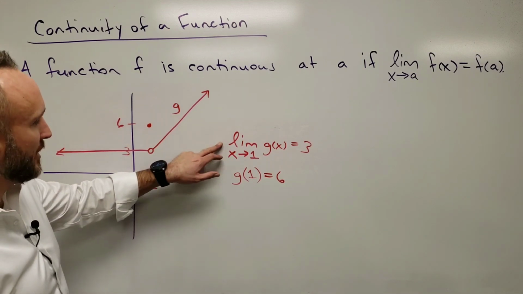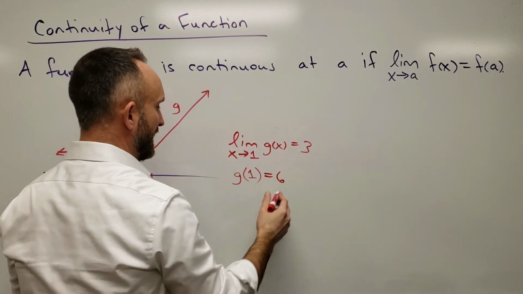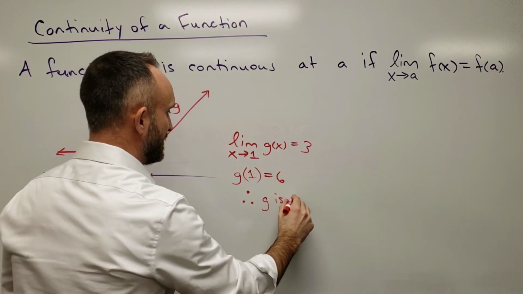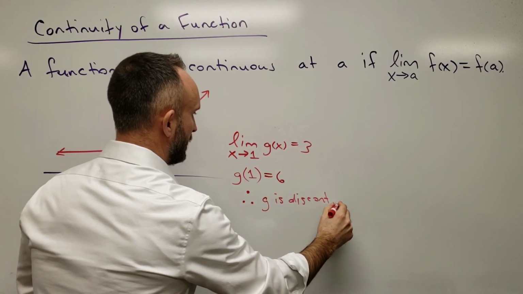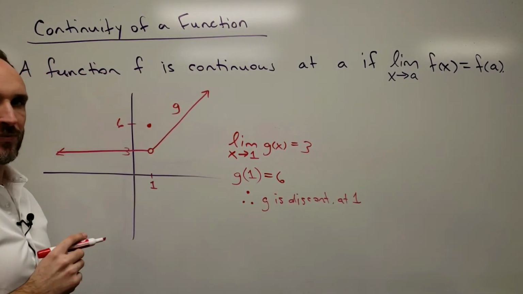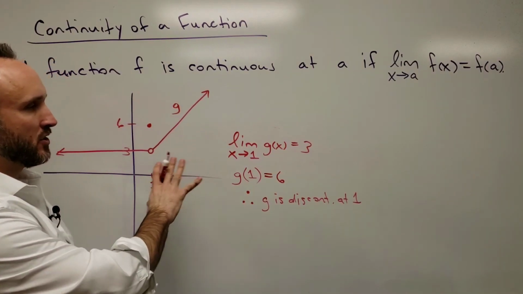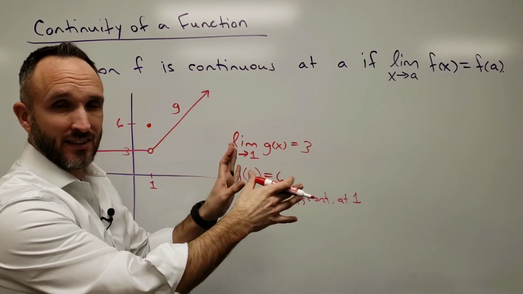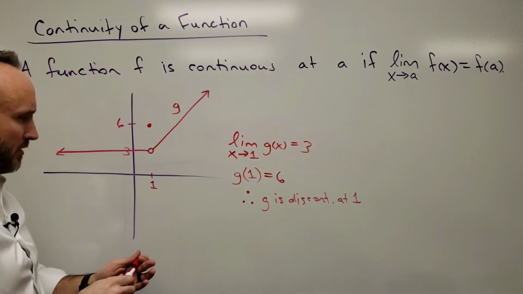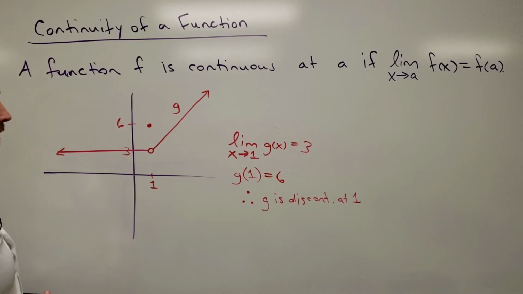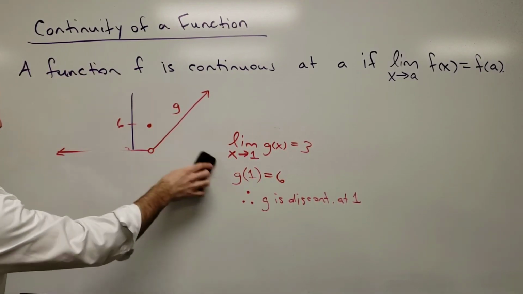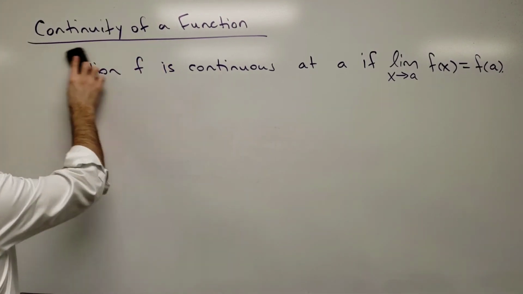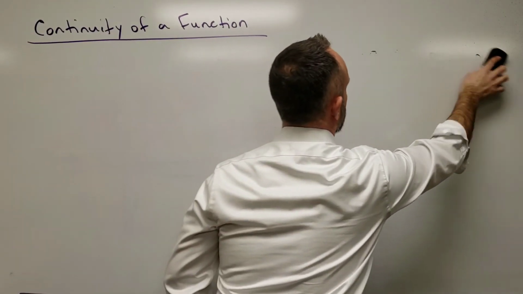So now both of the values exist, but because they're not equal, we can say that g is discontinuous at 1 again. So lots of things can make your function discontinuous. Either of those values don't exist, or they both exist and are not equal. Okay? All right, let's look at some algebraic examples now. And we should have the definition down, so I'll erase that so I have more space.